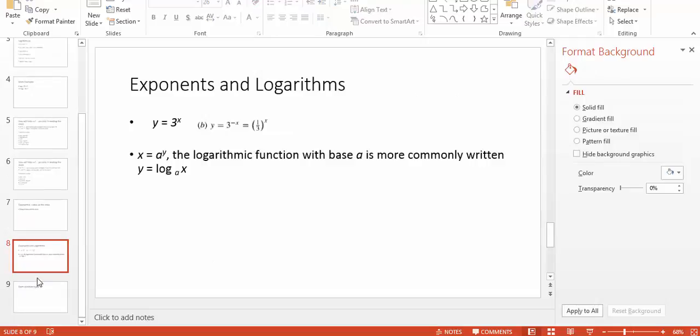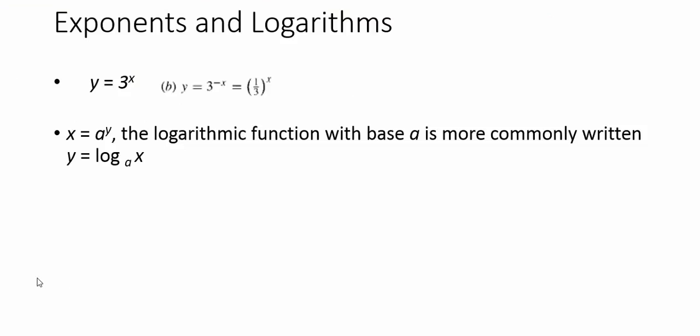So exponential is something that grows very fast. It could be on the upside, growing very fast on the up, or it would be decaying very fast or going very fast towards 0.